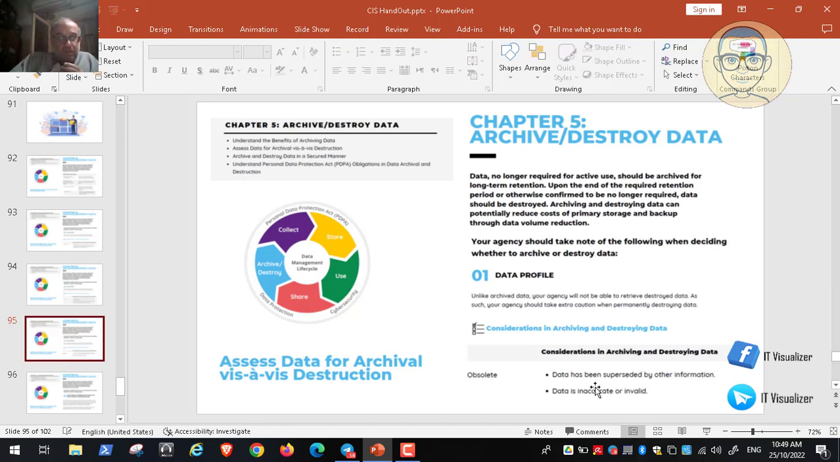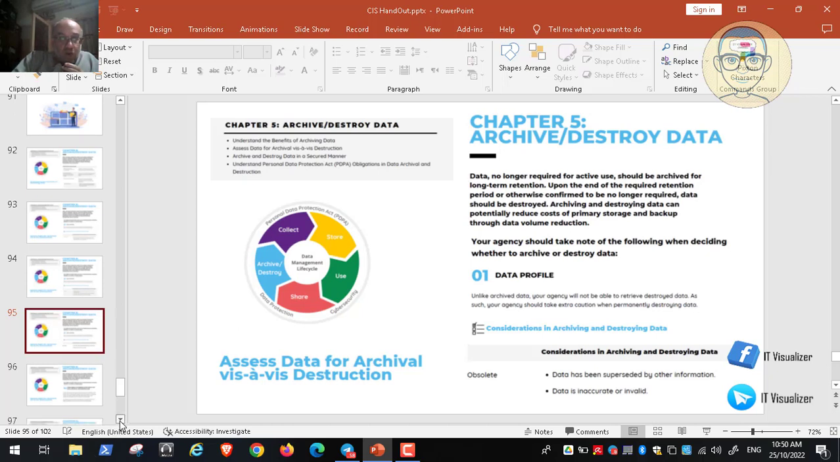Okay, so again, the first thing we need to take a decision to archive or destroy data is to understand the benefits of archiving data, then to evaluate the data to see if it needs to be archived or destroyed, and this depends upon three things. One of them is the data profile, or what is the nature of the data. If it is redundant, if it is trivial, if it is obsolete, then you should destroy it. If it's not redundant, not trivial, not obsolete, then you should archive it. This is one of the criteria to decide whether to destroy the data or to archive the data.